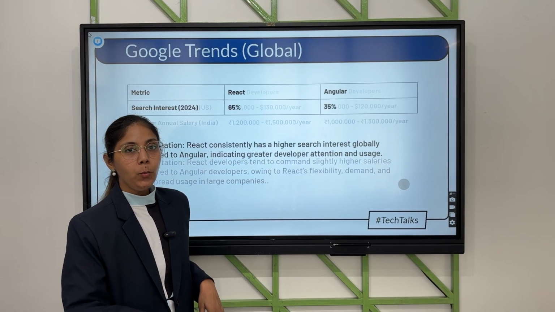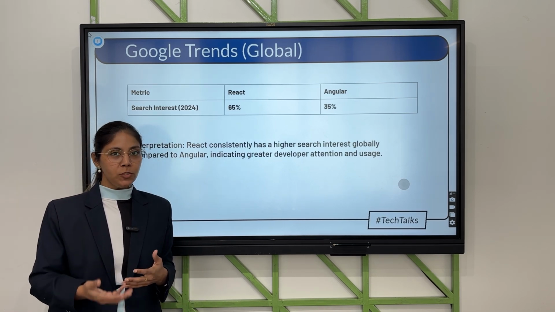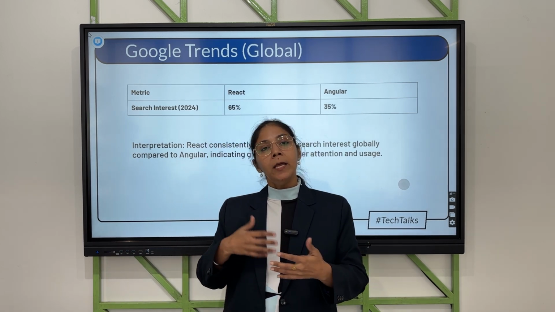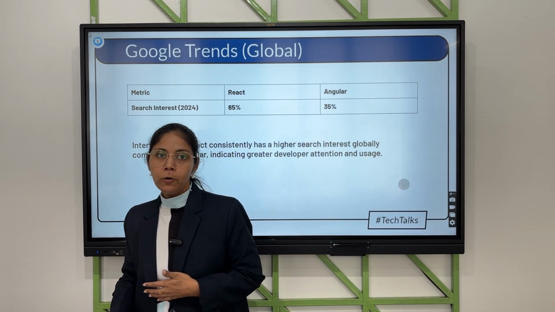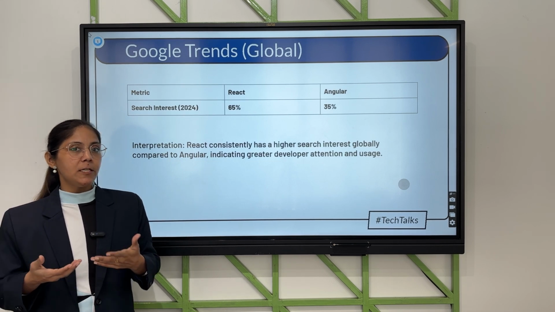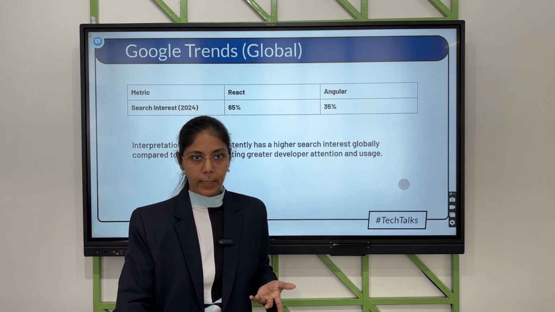Let's talk about the Google trends. Obviously, since React is one of the most popular application development tools in the market, developers tend to search for it more as compared to Angular. So 65% of searches are for React as compared to just 35% for Angular.